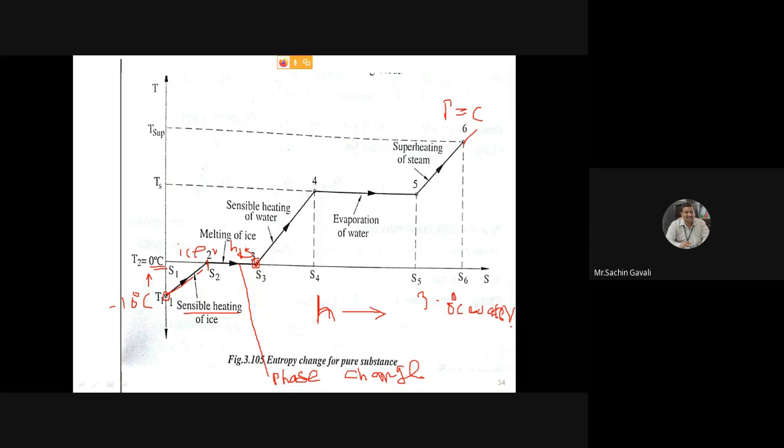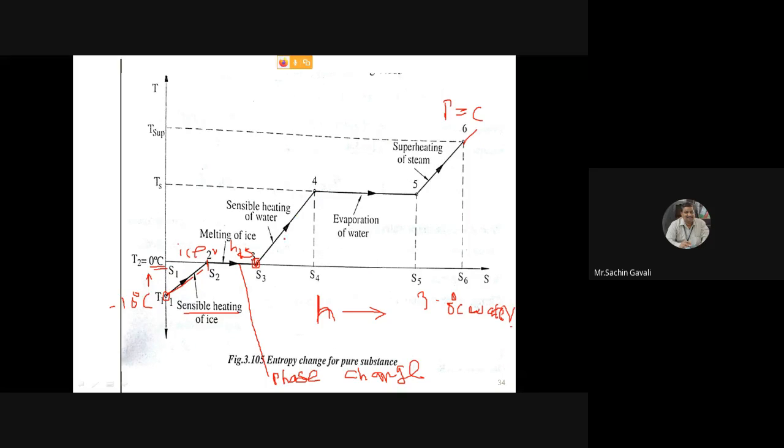Now we are still heating that water at 0 degree Celsius. What will happen? Directly the phase will not change. Its temperature will start increasing from T3 to T4. Let us consider this as T4.